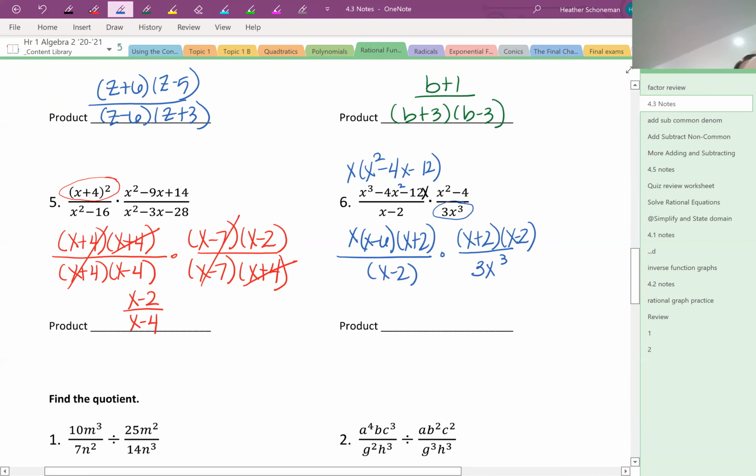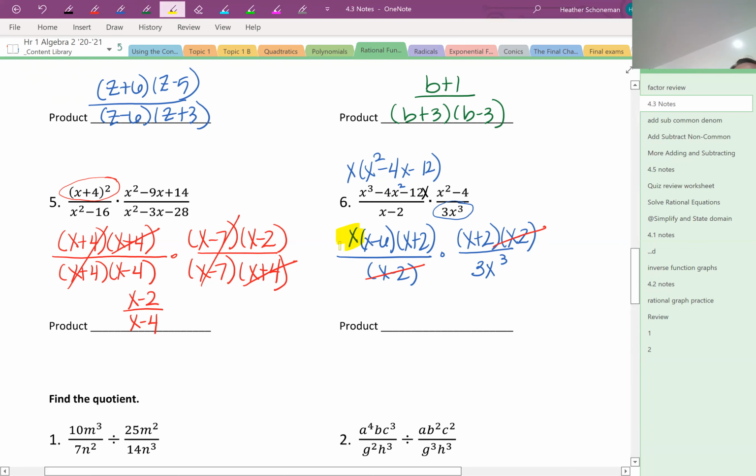Matching groups can cancel, 1 for 1, so I cancel this one. I can cancel up and down, and I can cancel at a diagonal. What I cannot do is left and right. So the x plus 2's absolutely do not cancel.